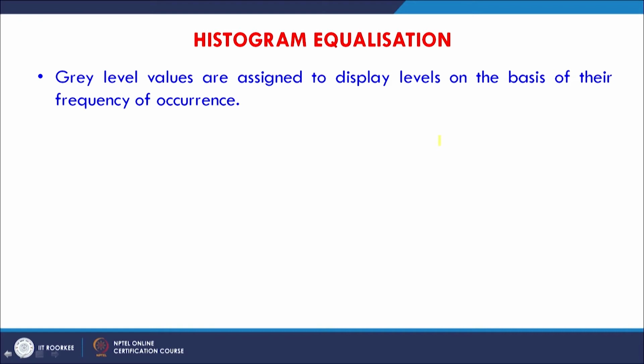In histogram equalization, the gray levels or pixel values are assigned to display levels on the basis of their frequency of occurrence. When we say a large number of pixels, that means the frequency is very high. On the tail of a histogram the frequency is very low. So the middle range values, which have high frequency, are stretched more, whereas the tail values, which have low frequencies, are stretched less, and in this way you create a histogram equalization.